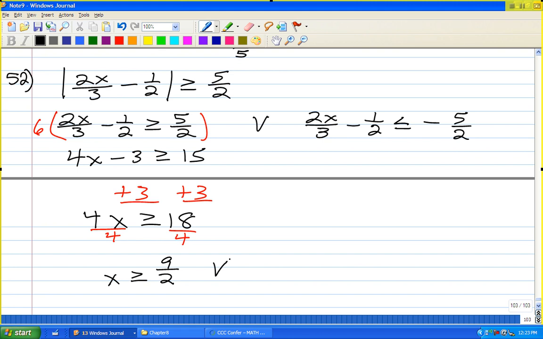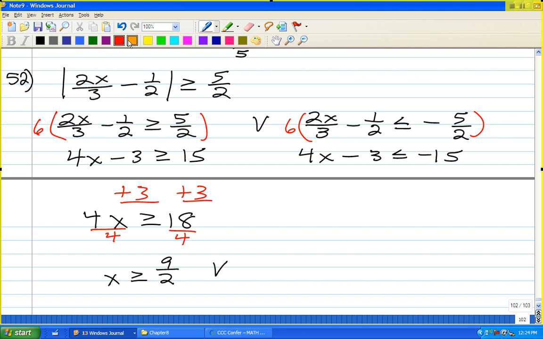Or let's solve this other inequality. Let me multiply both sides of this inequality by the least common denominator, 6 again. 6 divided by 3 is 2 times 2x is 4x. 6 divided by 2 is 3 times 1 is 3. 6 divided by 2 is 3 times negative 5 is negative 15.